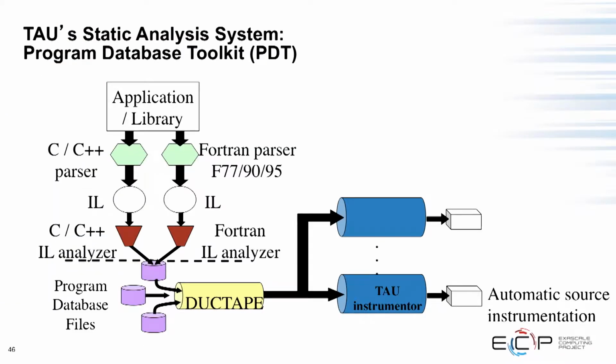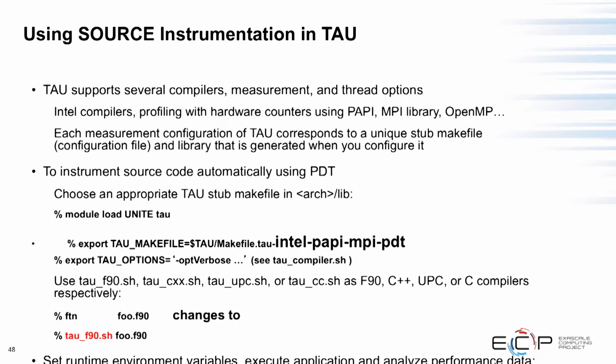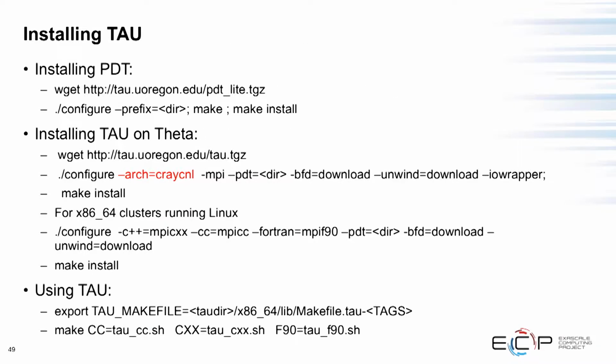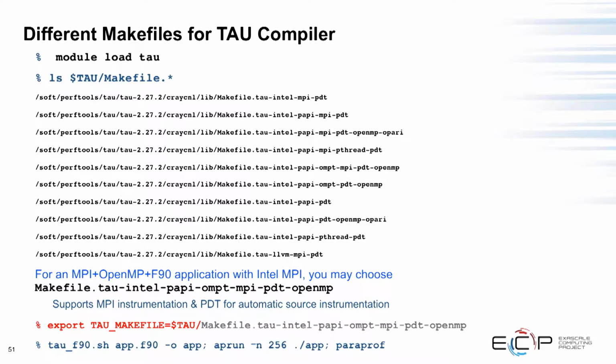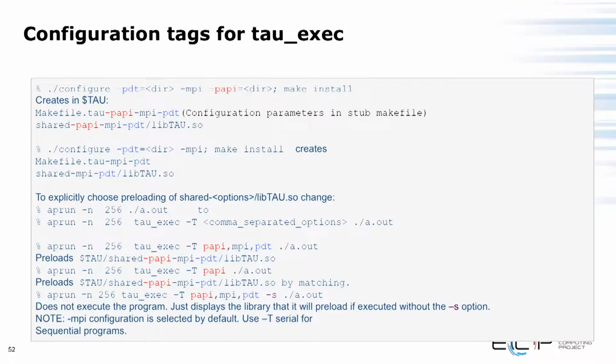You can also do source instrumentation using TAU, where you insert instrumentation hooks. You need to just specify a TAU_MAKEFILE environment variable and set TAU options. And when you configure TAU and install it, you will see that it creates a TAU stub Makefile which has different options. These options correspond to what configuration of TAU is used, and you should match this with your application. So you could see that with the Intel compilers, you can have MPI or MPI with OpenMP or MPI with pthreads and so on.